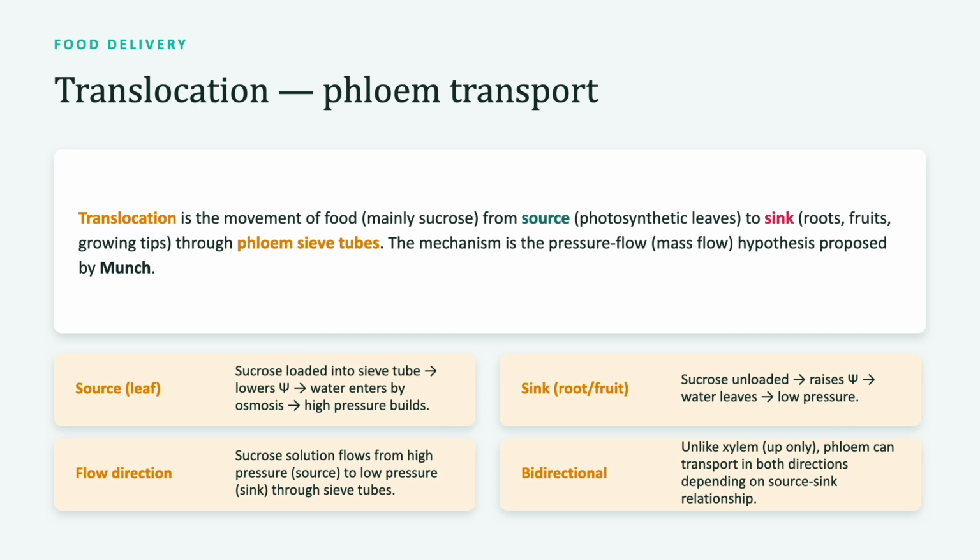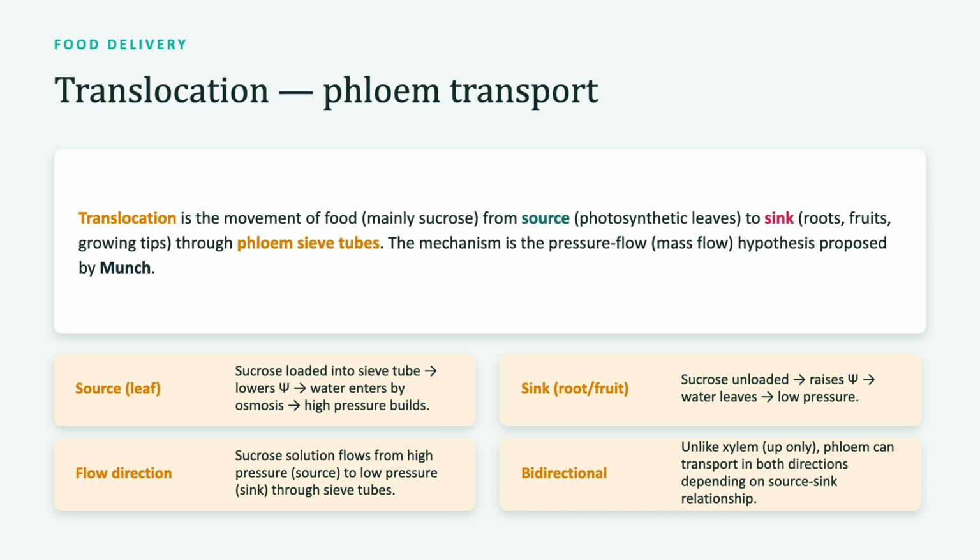Now the other transport system, the phloem, the food delivery network. Translocation is the movement of food, mainly sucrose, from the source, where it is made, typically the leaves, to the sink, where it is needed, like roots, fruits, and growing tips. It travels through phloem sieve tubes. The mechanism is the pressure flow or mass flow hypothesis proposed by Munch.